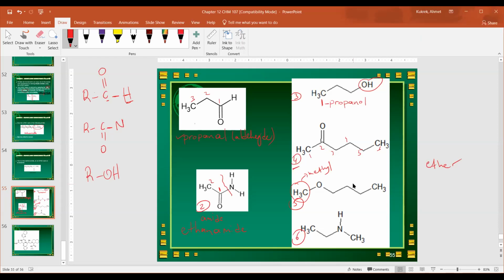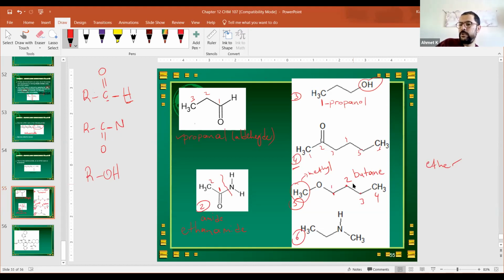What's the name of this alkyl chain? How many carbons here? Let's count. 1, 2, 3, 4. So if you have 4, what will be the name of 4 carbons? It should be butane, right? Yes. But now this is not a butane because this is an alkyl chain. So what will be the name of the alkyl chain then? Butyl.